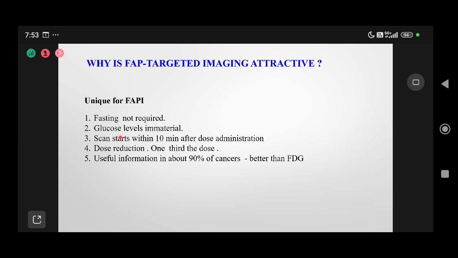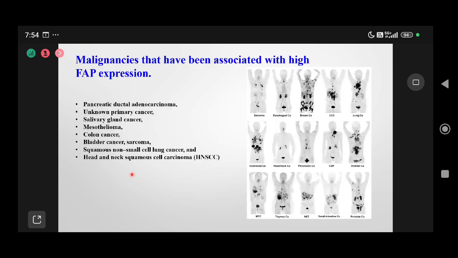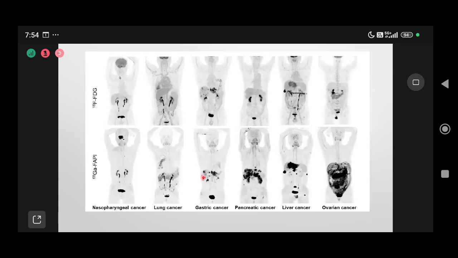Fasting is not required, glucose level is immaterial, and the scan starts within 10 minutes after the dose administration. We use less gallium dose, like 2-3 millicuries, 3 or 4 millicuries at the maximum, whereas for FDG we use around 8 to 10 millicuries, and the image quality is better with gallium PET CT scans. Malignancies that have been associated with high FAP expression are all the GIT malignancies, salivary gland, mesotheliomas, colon, bladder, head and neck malignancies. And this is a head-on comparison between the FDG and FAPI.